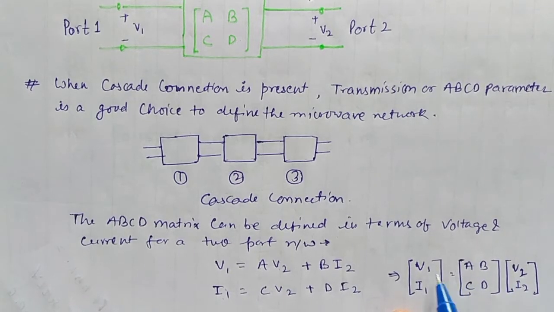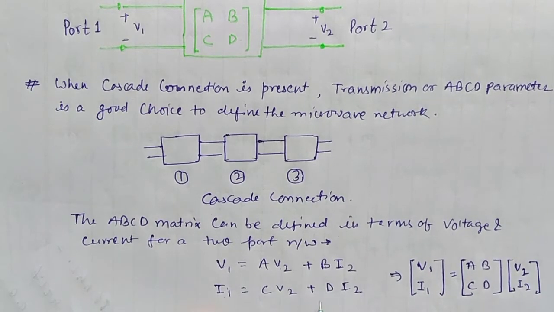So in terms of matrix, V1 and I1 is one matrix, which equals the coefficients A, B, C, D. This is the ABCD matrix, the transmission matrix, multiplied with V2 and I2. So we have a basic equation.